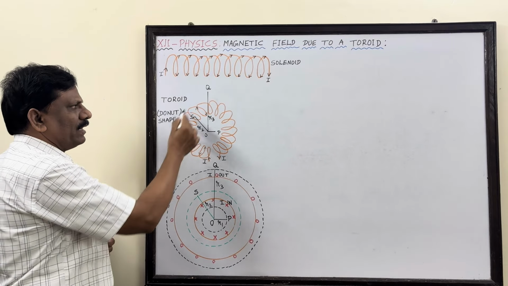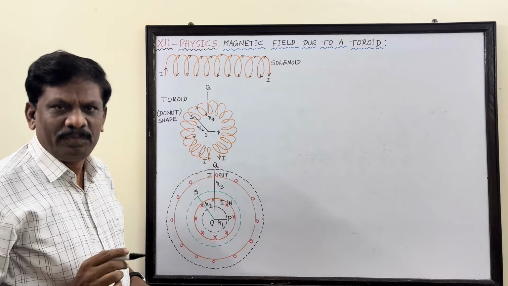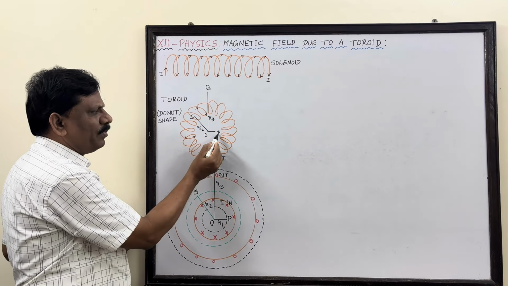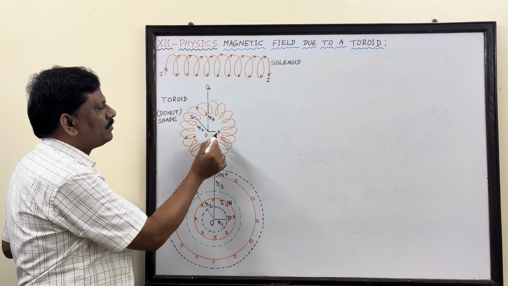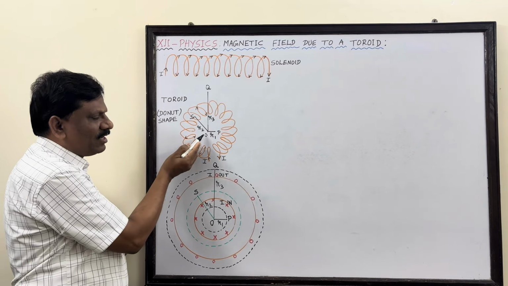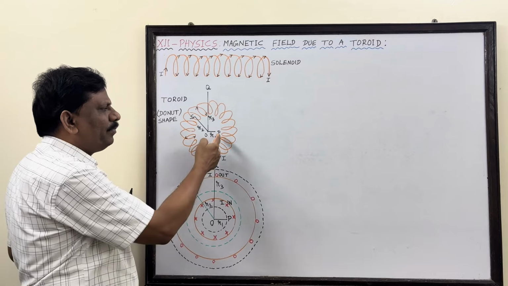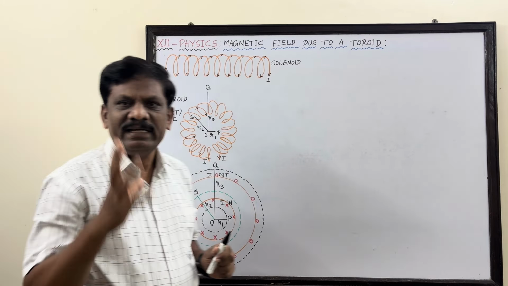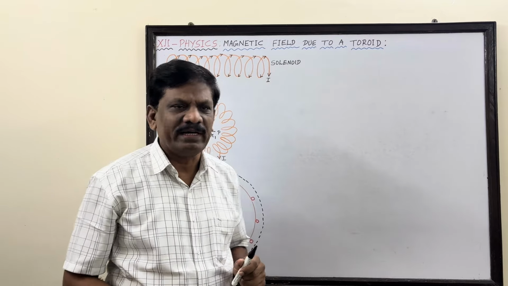Now, I have considered 3 points on this toroid. One is point P. This point P is at a distance R1 from the center O. So, this point P lies inside. This is called the interior space of the toroid.